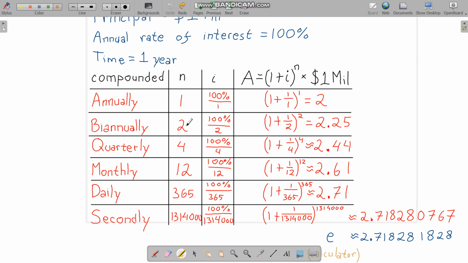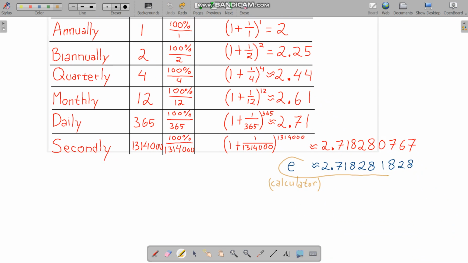Biannually means semesterly, twice a year. The n is 2. The interest per semester is 100%, 1 over 2. So we have the i as 1 over 2, the n is 2. Use your calculator, you get this. And if you compound it quarterly, you get this. Monthly, you get this. Daily, you get this. And secondly, you get this value. If you use your calculator, the value of e is this, which is really close to what we have here.